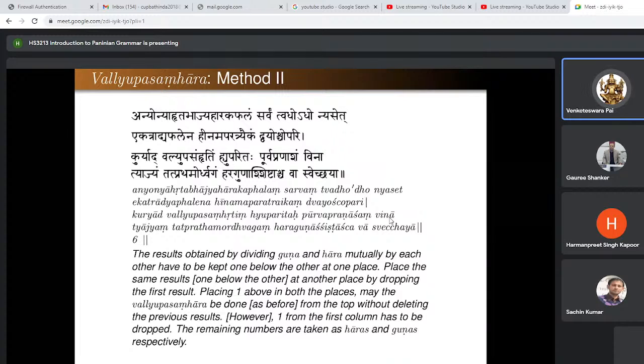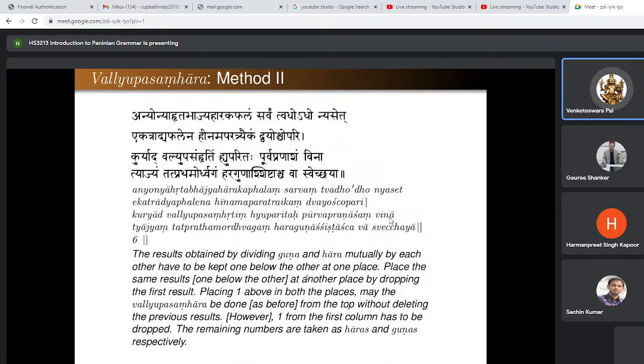So there are some differences between Valluppasamhara method 1 and method 2. In method 1, you only get one successive approximation, but in method 2, you will get all possible successive approximations to that ratio of the larger multiplier and divisor.